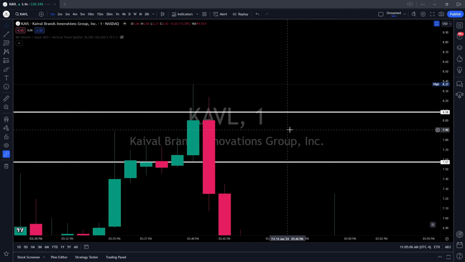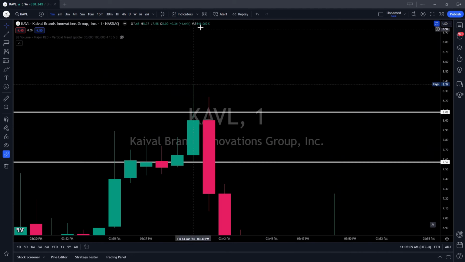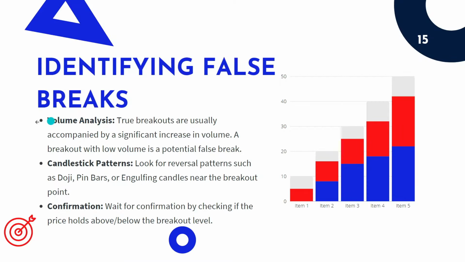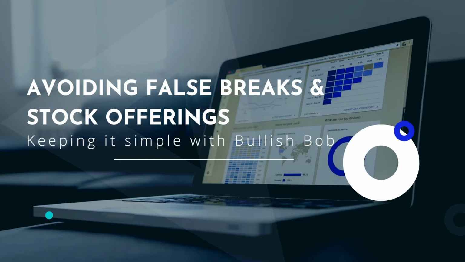So that's pretty much it, guys. A quick tutorial here on avoiding false breaks and offerings. Just a quick tip to go over. I'll go over what I see from some information here in Dilution Tracker. Dilution Tracker tracks events, guys, so it can give you alerts on whether or not a stock is at risk for that offering to come out.